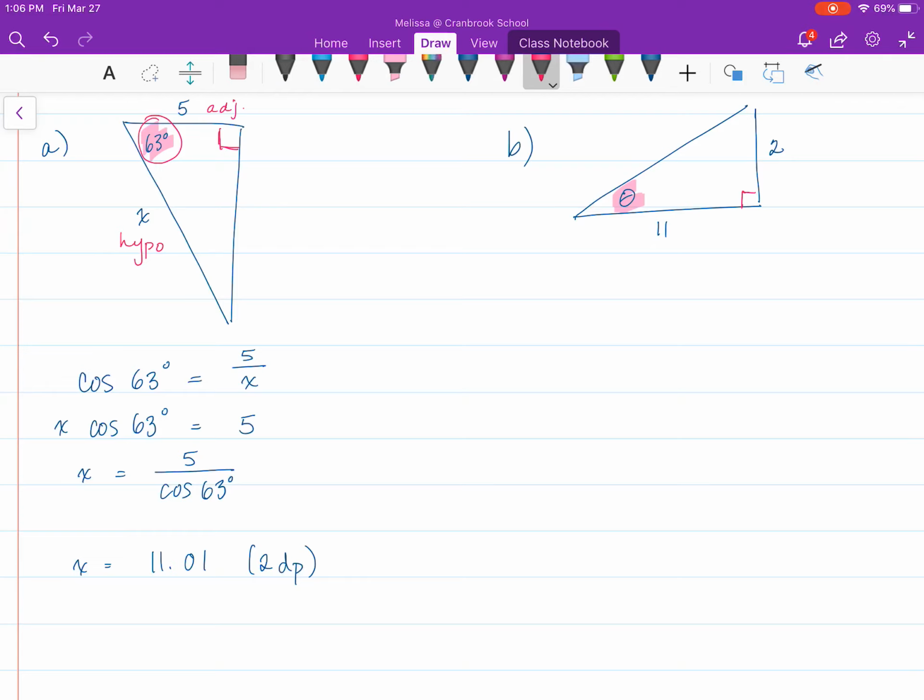And then example B is finding the missing angle, and it's pretty much the same thing. You need to look at what you've got. The angle is identified by theta. The side that is 2 is opposite the theta. The side that is 11 is adjacent. And so that tells me that I'm going to be using tangent of the angle, theta, and it's opposite over adjacent.